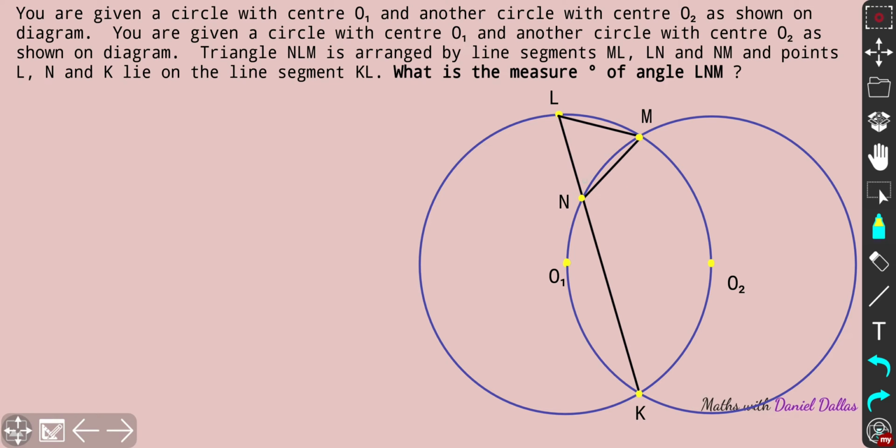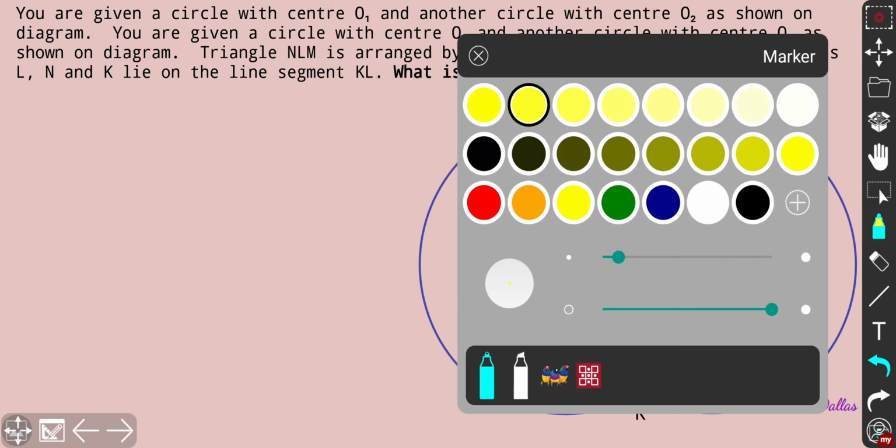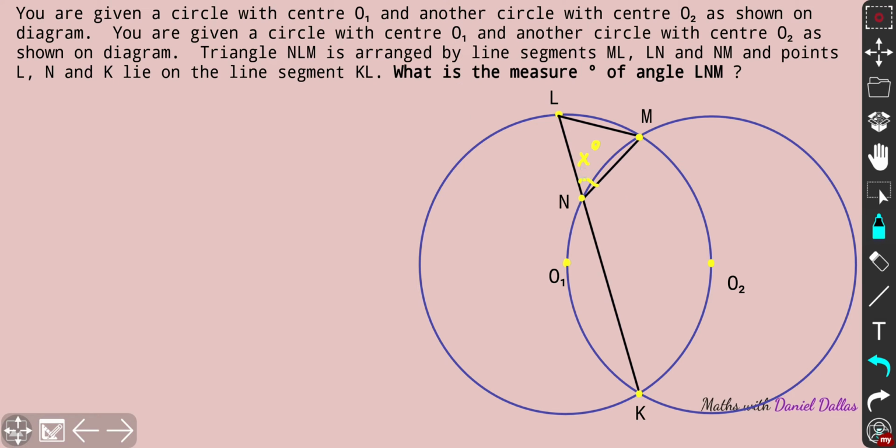So the target angle that you need to define is the angle, say x in degrees, this angle here, between the two line segments LN and NM. The clue to that problem is that the two circles actually have the same radius. And indeed, if you connect O1 and O2 with a straight line, that is going to be the radius for the first as well as for the second circle. So that's why this is the radius.